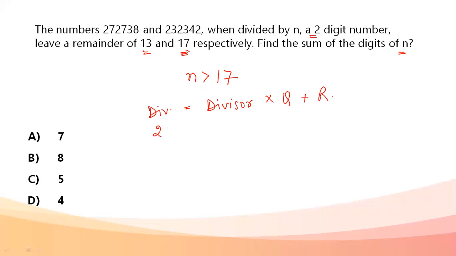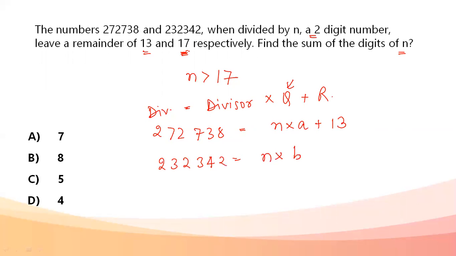So I'm going to write the numbers 272738 in this format only. Let's say the first quotient is a, so the first number is n into a plus remainder 13. Now 232342 equals n into second quotient b plus 17. I need to have the value of n into a and n into b. N into a is 272725.